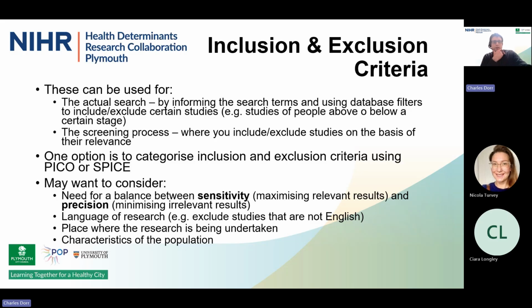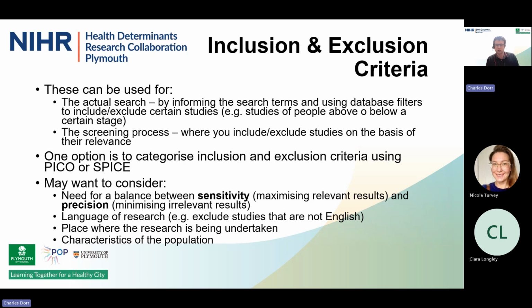It's a few things that's useful to consider. One of the most important ones is around the need to balance between sensitivity, so maximizing the most relevant results, and precision, so minimizing irrelevant results. So as I mentioned, there's going to be a lot of studies. However good your search strategy is, there's inevitably going to be a large number of studies, probably the large majority, that you'll exclude during the screening. And that's because if you make your criteria too specific, you'll actually end up excluding really relevant studies. So it's trying to get a good balance right.